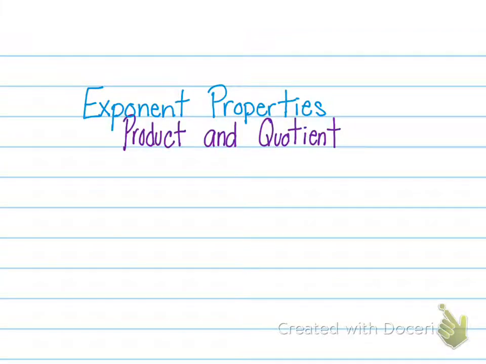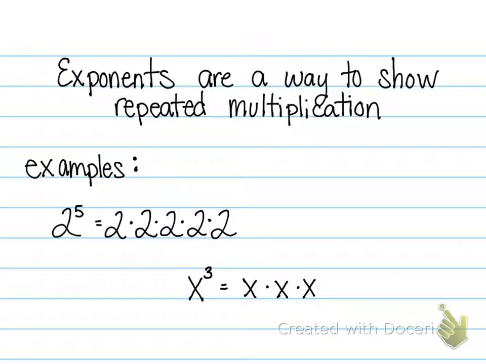This video is going to cover two exponent properties, the product and the quotient rule. Exponents are a way to show repeated multiplication, so let's take a look at two examples.